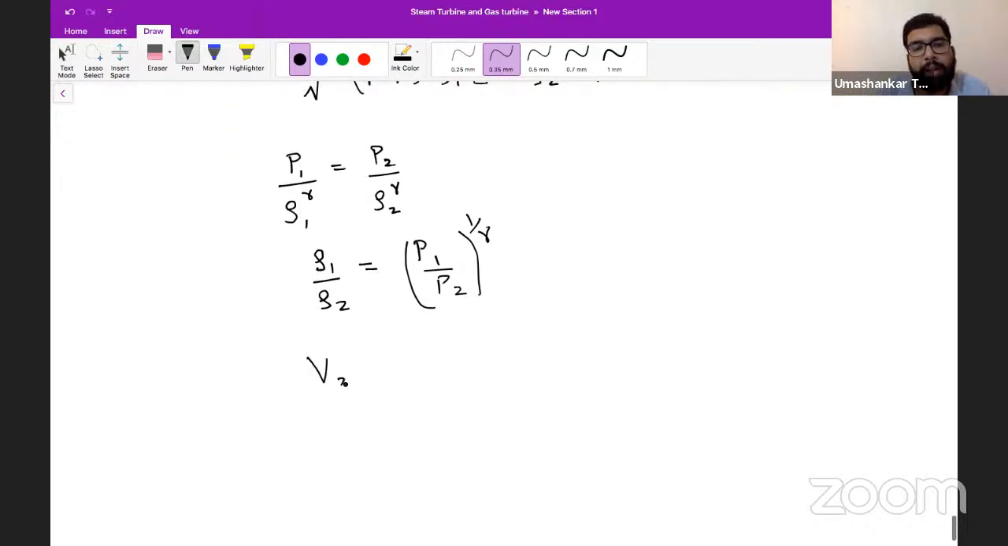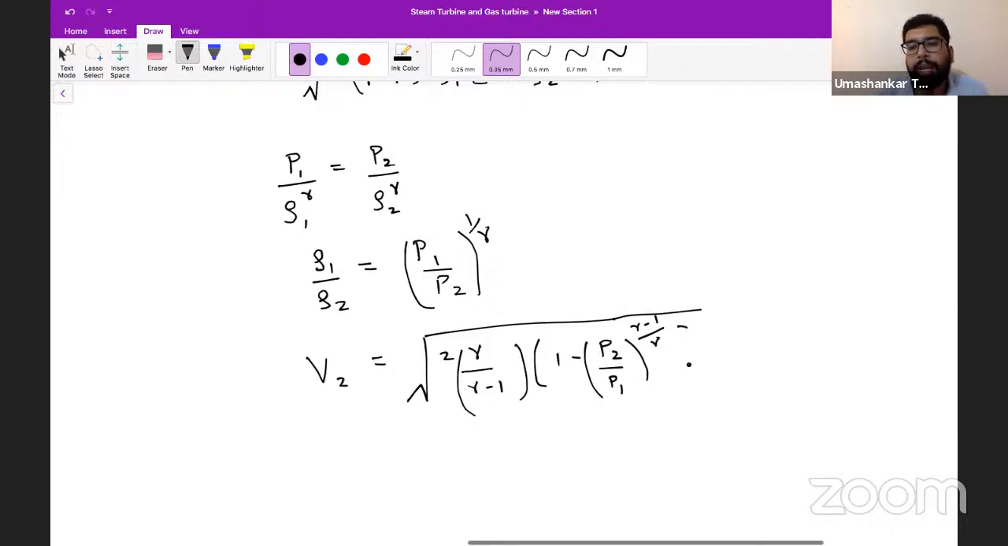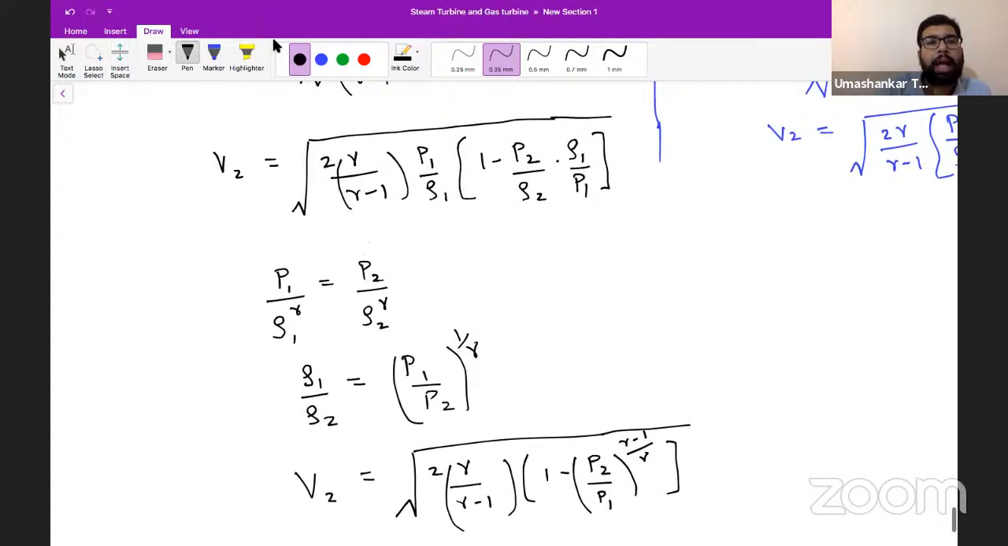So from here we can write V2 is equal to under root 2 times gamma upon gamma minus 1, times 1 minus P2 by P1 to the power gamma minus 1 by gamma. I have done nothing. I have just placed the value of rho 1, rho 2 in equation 1.